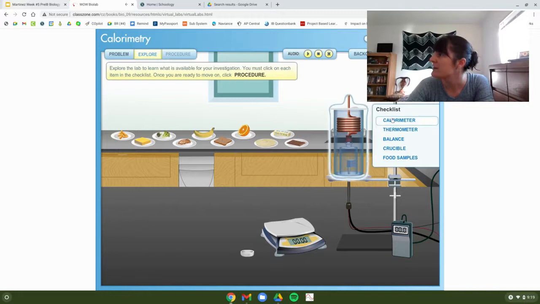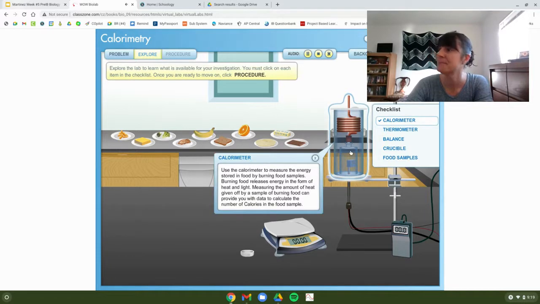All right, looks like the first thing in our checklist is the calorimeter. So here's that. Calorimeter. Use the calorimeter to measure the energy stored in food by burning food samples. Burning food releases energy in the form of heat and light. Measuring the amount of heat given off by a sample of burning food can provide you with data to calculate the number of calories in the food sample.